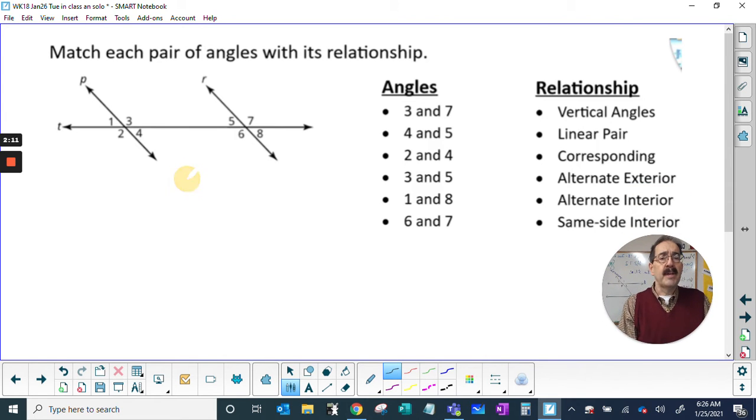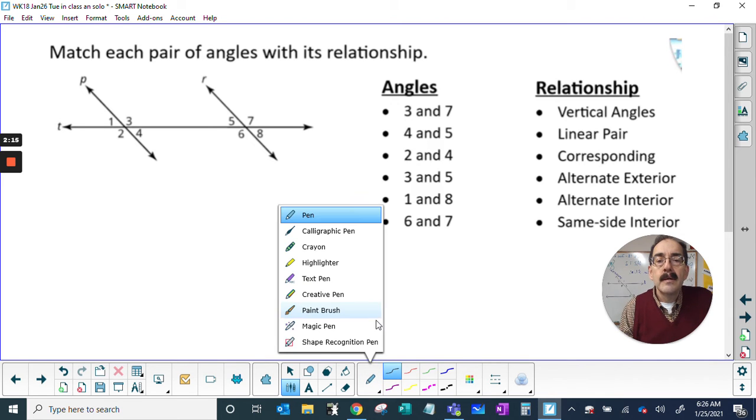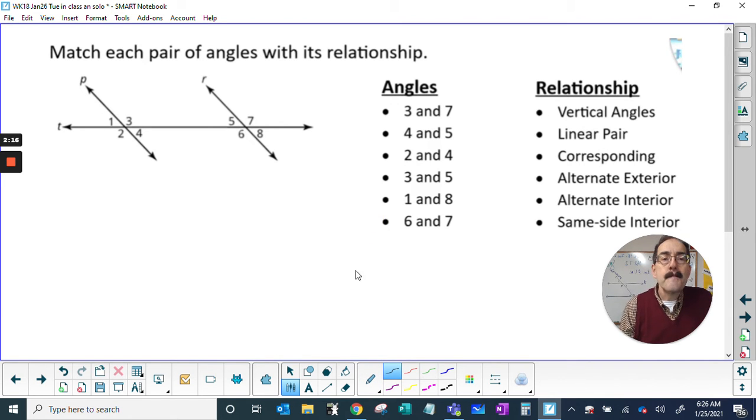And on this page, all I'm going to focus on is vertical angles. Start there. Across. 1, 4, 2, 3, 5, 8, 6, 7.